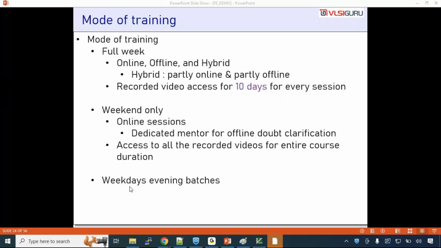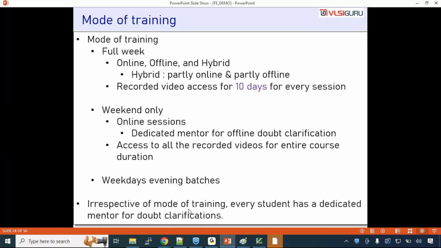Then we're planning to offer weekday evening batches. Based on availability, let's say we have at least 4 or 5 people, then we are planning to offer weekday evening batches, 1 hour or 1.5 hours every day, 4 or 5 days per week. So that possibility is also there. For one student, we can't do that. Based on a minimum availability, we'll do the weekday evening batches.